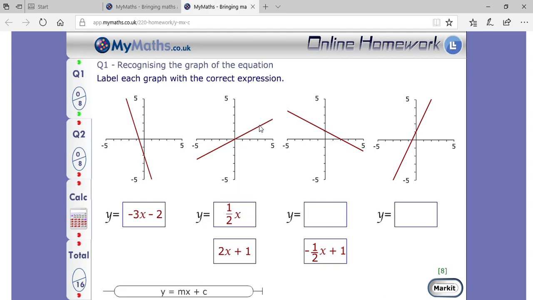Okay. Now, the third one you can see. Okay, so the third one, it would be.